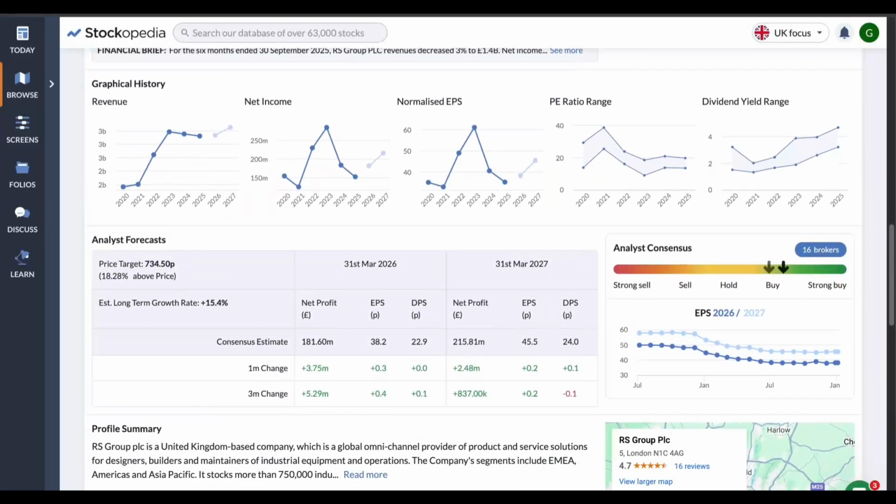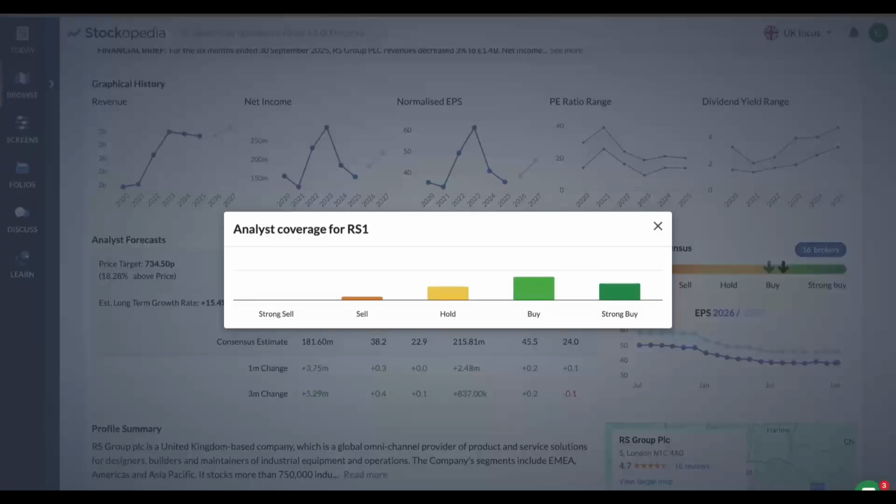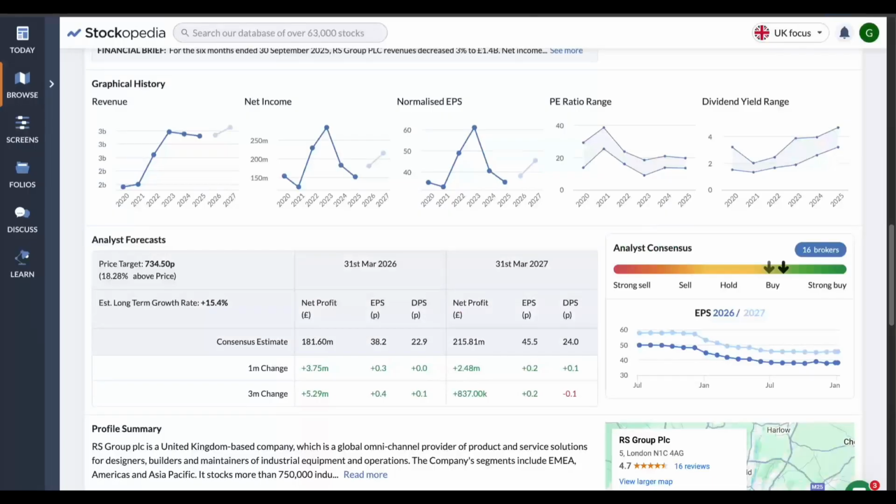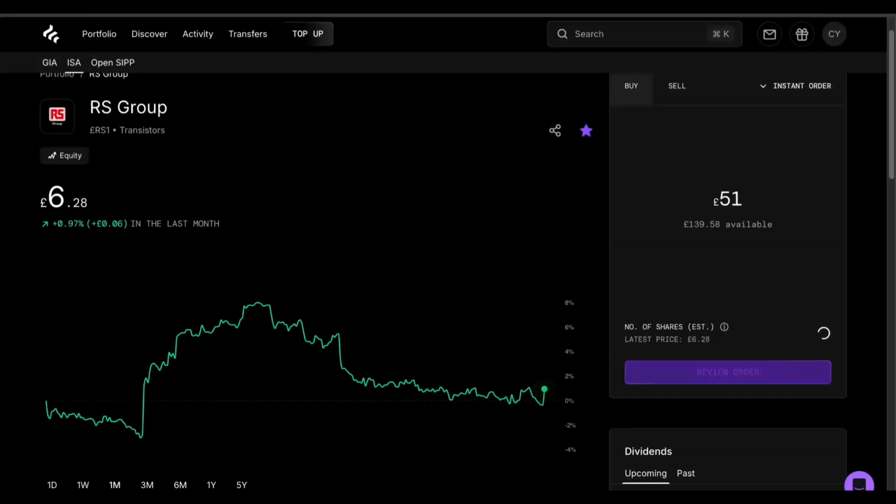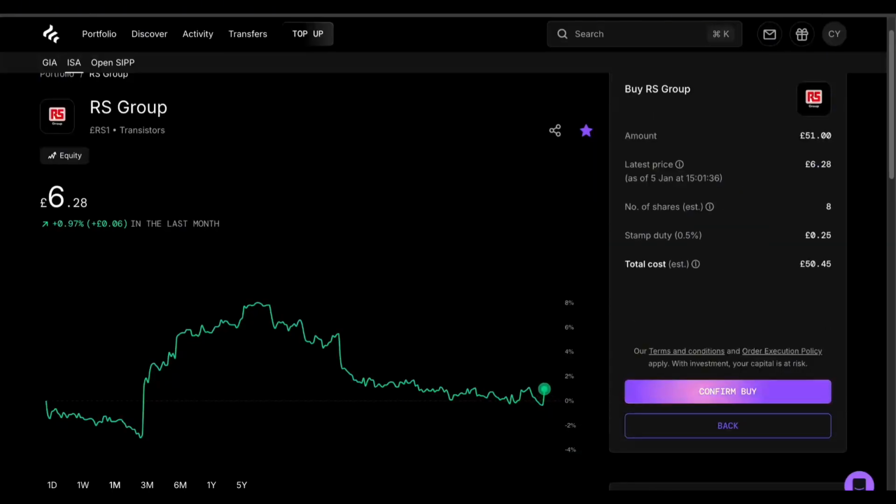As we can see right now, the analyst consensus is that it's a buy, with there being 1 sell, 4 holds, 7 buys and 5 strong buys, with a price target at 734 pence, which is 18% above the current price. I'm going to be adding 8 shares to this position, which is going to cost me £50.45.